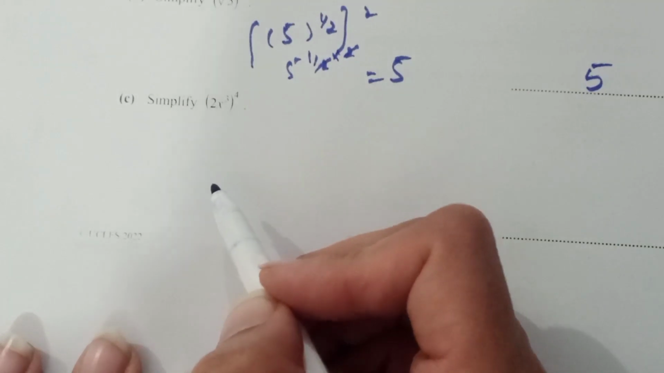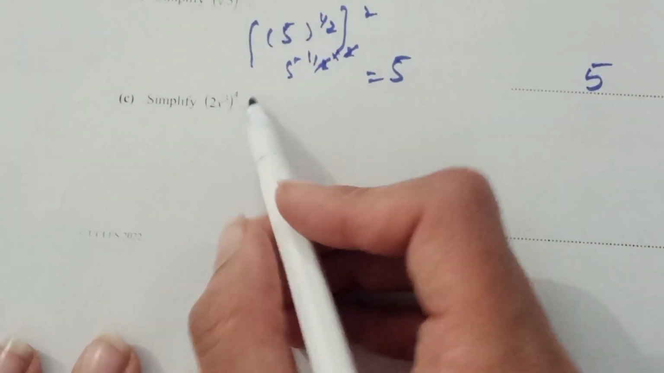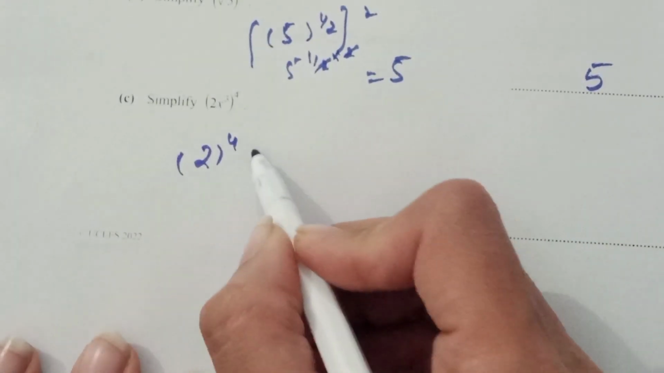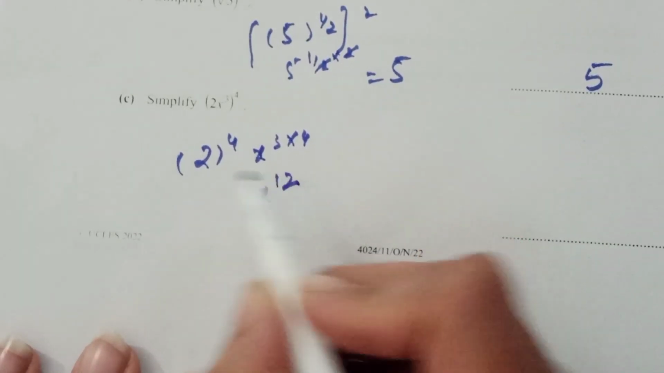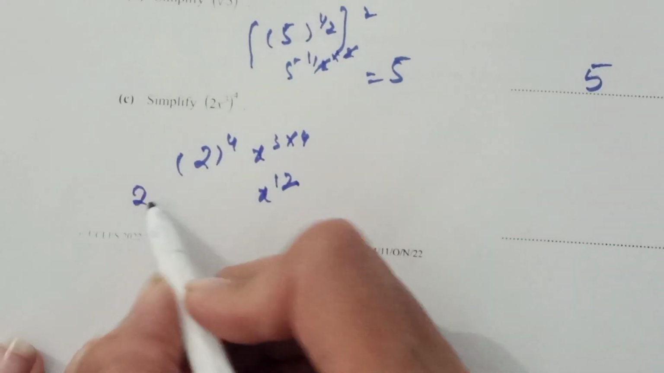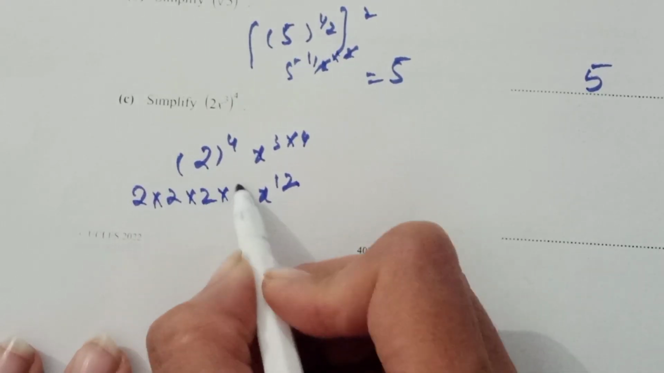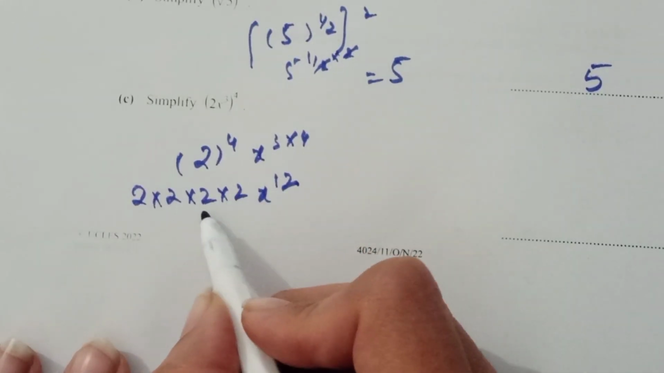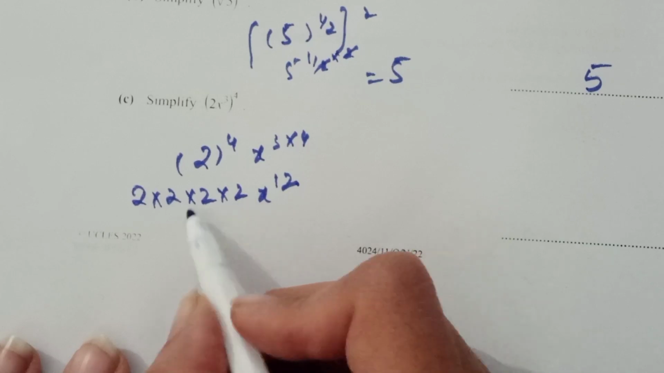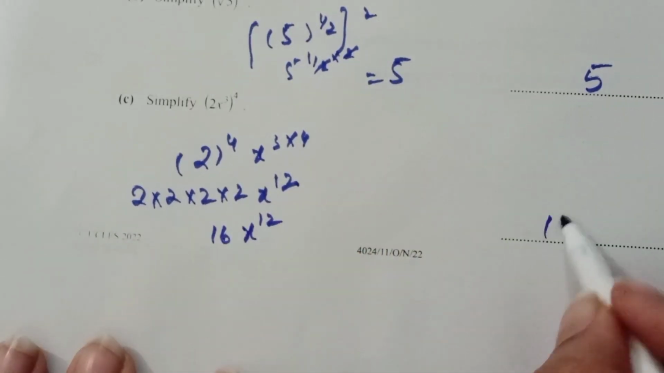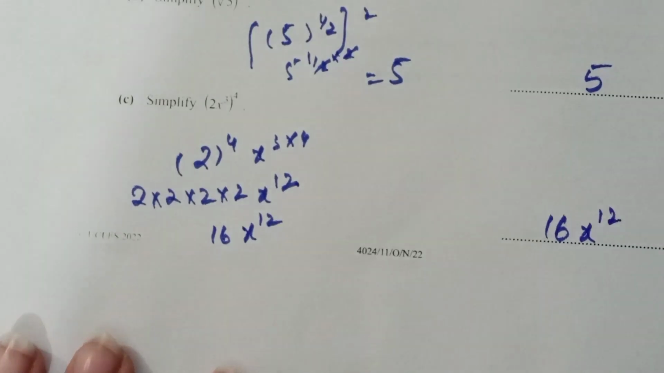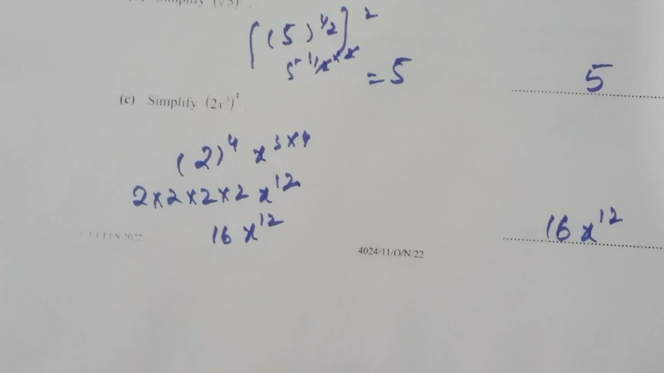Now students, C part, simplify it. 2 power 4 and 3 multiplied by 4, we get 12, and 2 multiplied by 2 multiplied by 2 to the 4, 8 and 16, x 12, we get 16 x power 12. Now students, question number 6 is also solved.